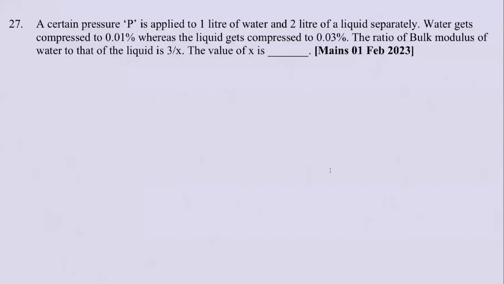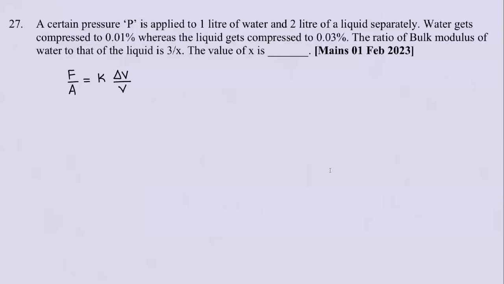Question number 27. A certain pressure P is applied to 1 liter of water and 2 liter of liquid separately. Water gets compressed by 0.1%, whereas the liquid gets compressed by 0.03%. The ratio of bulk modulus of water to the liquid is asked. This is a simple ratio. So force by area is equal to bulk modulus into change in volume by original volume.